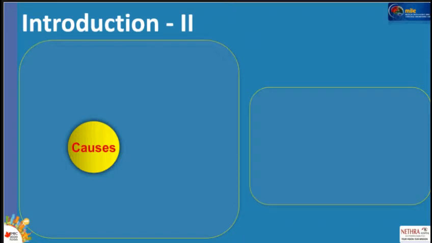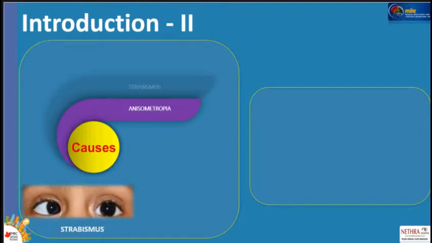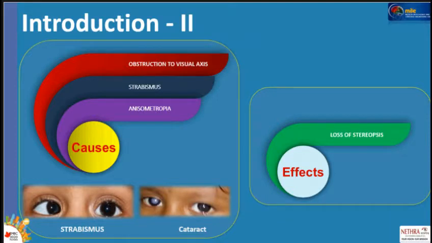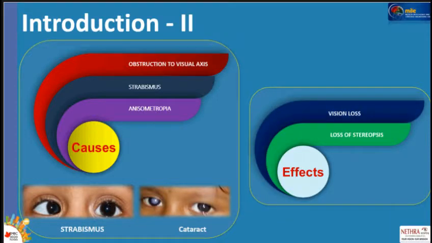There are three major causes of amblyopia. First is anisometropia, where two eyes have different refractive powers. Second is strabismus, where two eyes are not aligned with each other. Third is an obstruction to the visual axis due to complete ptosis, cataract, etc. Irrespective of the cause, amblyopia, if untreated, can lead to loss of stereopsis, that is our ability to perceive depth, and vision loss. Clearly, having amblyopia is bad and we need to diagnose and treat it.